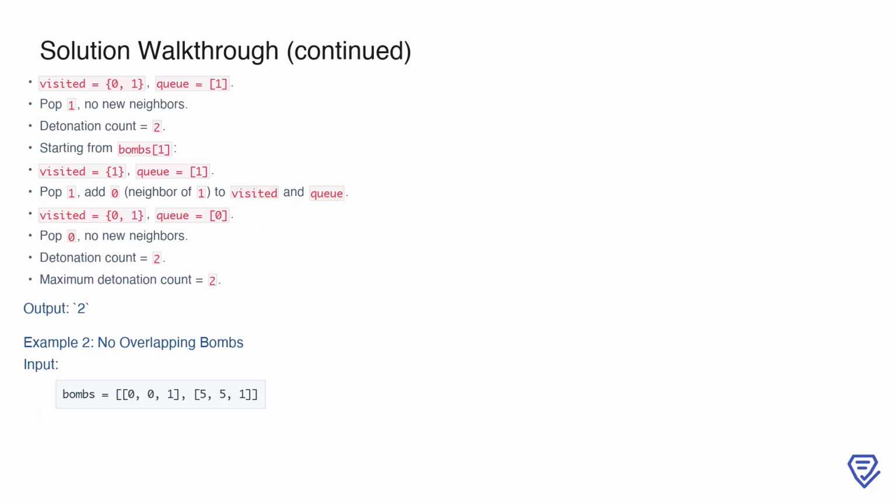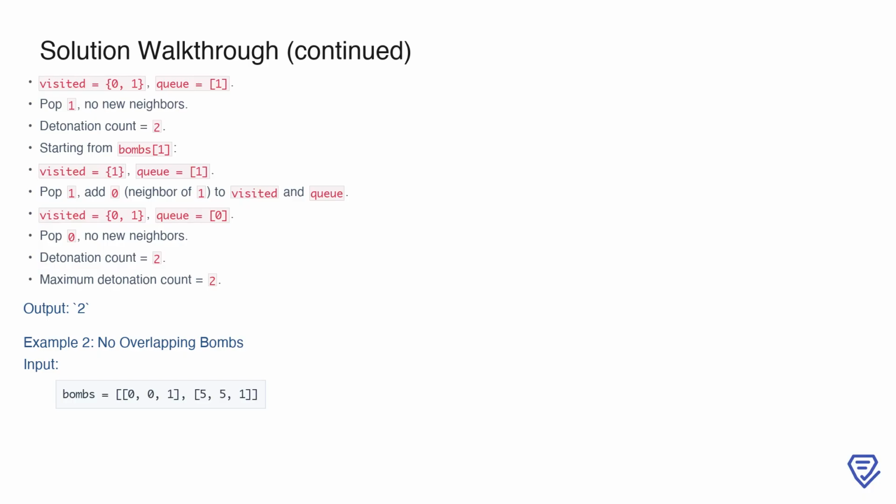For the BFS starting with bomb 1, we follow a similar process. We initialize the visited set with 1 and enqueue it. As we process bomb 1, we add its neighbor, bomb 0, to the visited set and queue. After traversing both nodes, the detonation count is again 2. Comparing the results of both BFS runs, the maximum number of bombs that can be detonated is 2.